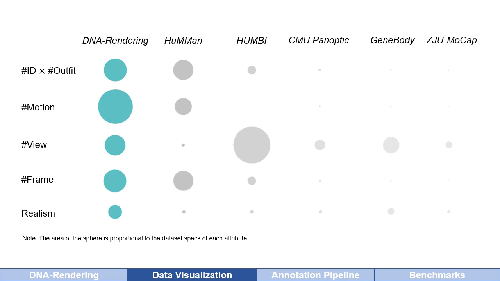DNA rendering dataset surpasses existing works in terms of variability and low bias. Our rigorous dataset design ensures that our dataset offers significant advantages over other works in multiple aspects. Specifically, DNA rendering provides video data including 500 by 3-person ID and outfit combinations, 1187 different motions, 60 camera views, and a total of 67.5 million frames. The resolution of our high-fidelity dataset is up to 4K. Further details will be provided in the next few minutes.